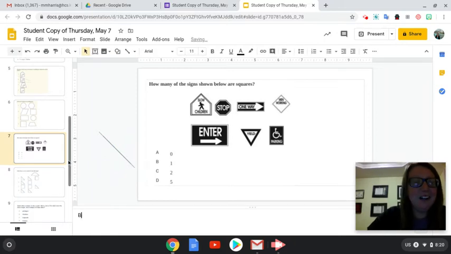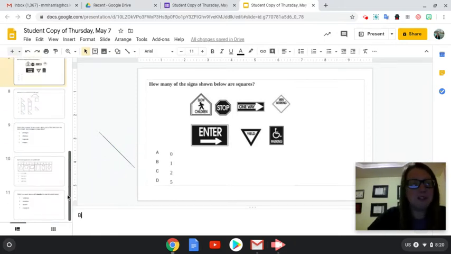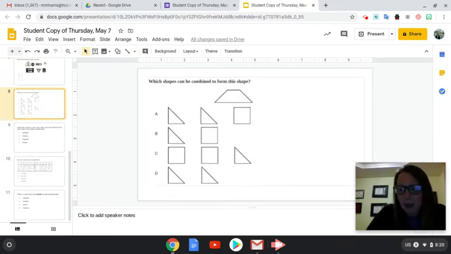All right, only a couple more, boys and girls. You're doing a great job. Let's continue. All right, pause me so you can have a minute to look at it. All right, now we want to know which shapes can be combined to form this one shape right here, the one that they want us to form.